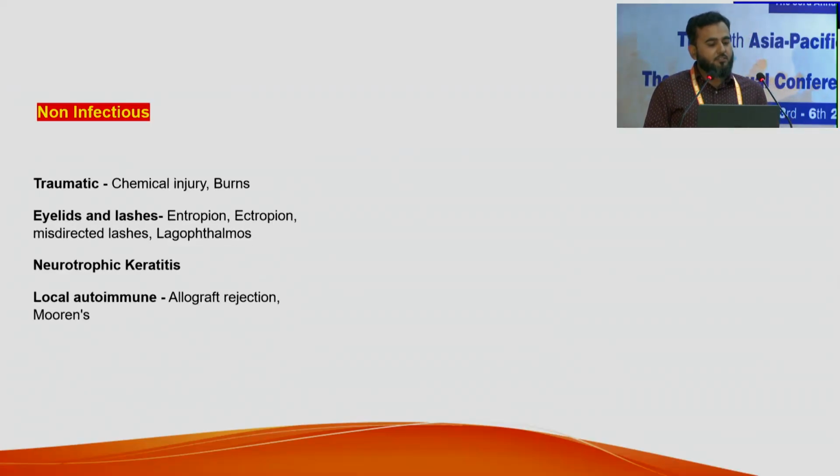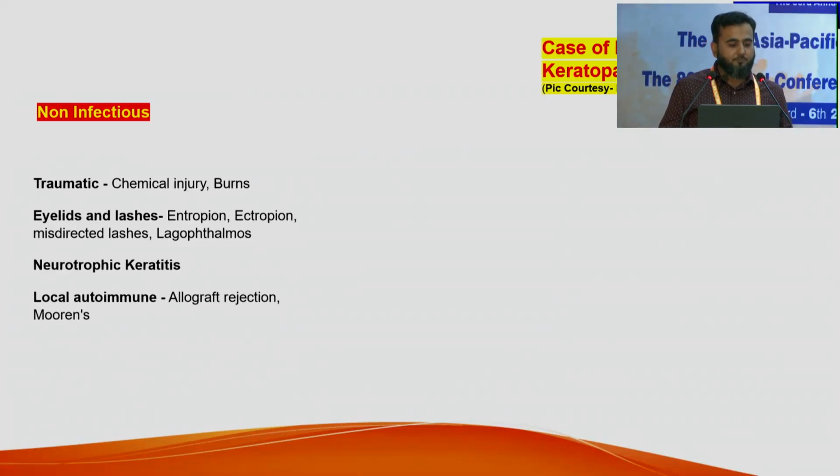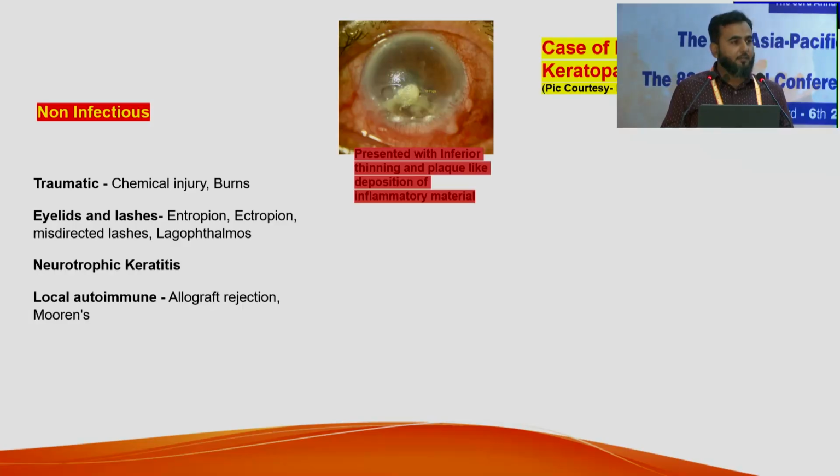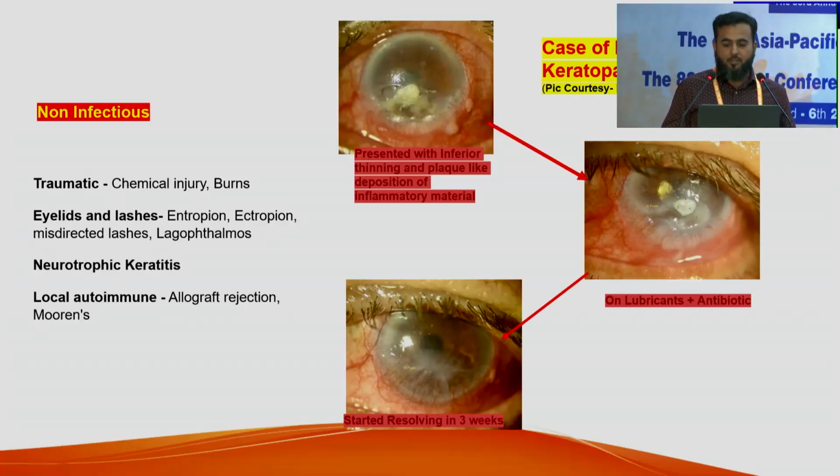Now coming to the non-infectious causes. Non-infectious causes are traumatic, due to chemical injury or burns, which can lead to limbal stem cell deficiency; eyelid and eyelash abnormalities like entropion, ectropion, misdirected lashes, lagophthalmos; neurotrophic keratitis, where healing is delayed and you should pick it up early; and local autoimmune allograft rejection. This was a case of exposure keratopathy, particularly involving the inferior corneal limbus with superficial vascularization. This case was managed just by lubricants and antibiotics, and you can see it started resolving within just 3 weeks.